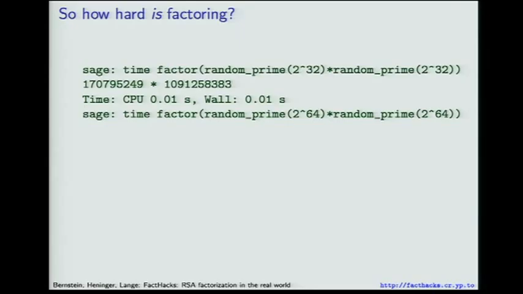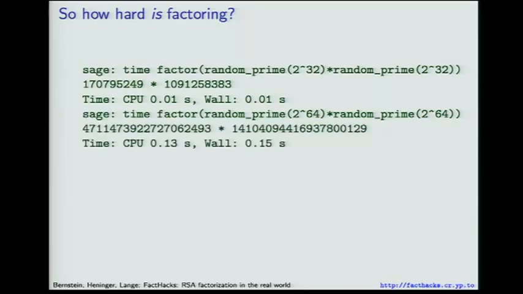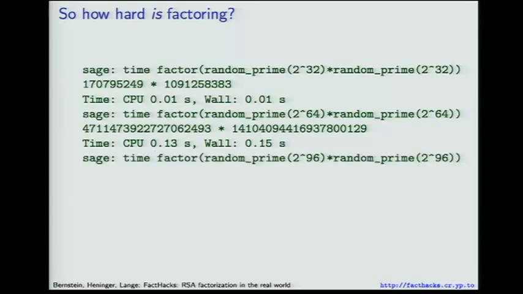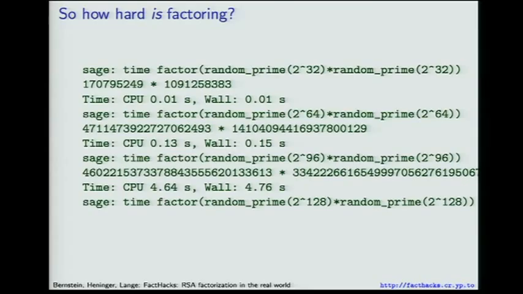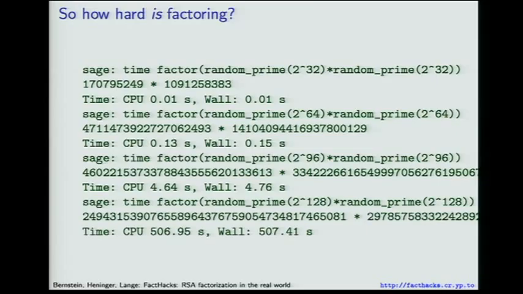How about 64-bit integers, two of them multiplied together? So this is a 128-bit RSA modulus. Any guesses? 1 minute. Nope. 0.1 seconds. How about two 96-bit integers multiplied together? A couple minutes? 4 seconds. How about two 128-bit integers multiplied together? This is a 256-bit RSA modulus. No guesses? All right, 500 seconds.